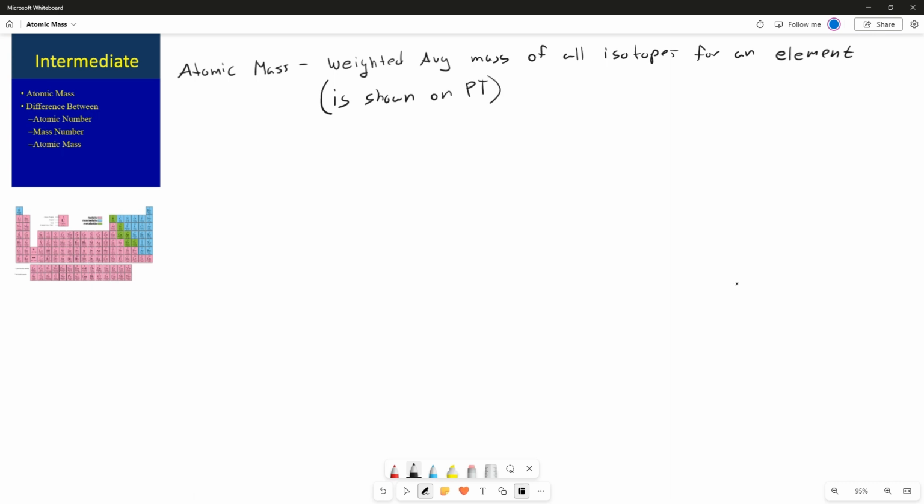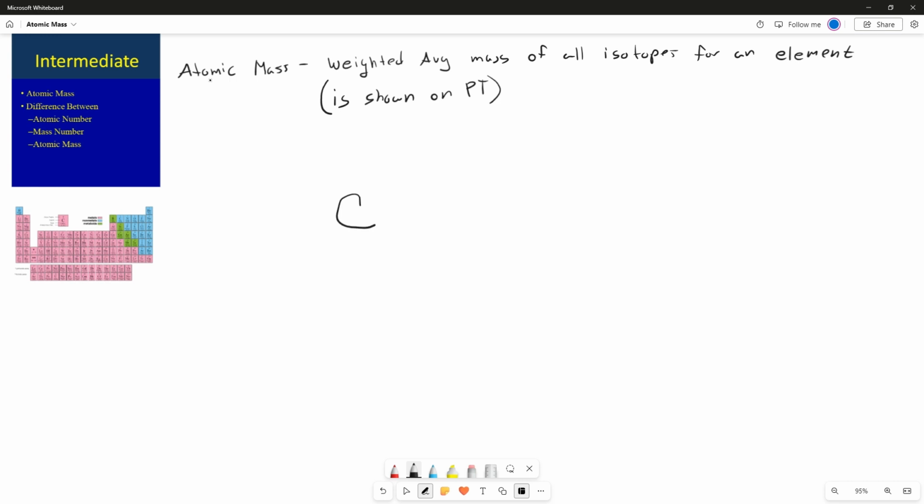Now, usually when I just give students this definition in a class, they kind of look at each other like, what does that mean? So let's go through and make sure that we're real comfortable with what the term weighted average means, so that you really understand what we're talking about when we're looking at average mass of isotopes. So to better explain the definition of atomic mass, let's go through an example. And the example we're going to do is my favorite element. We're going to take a look at carbon.